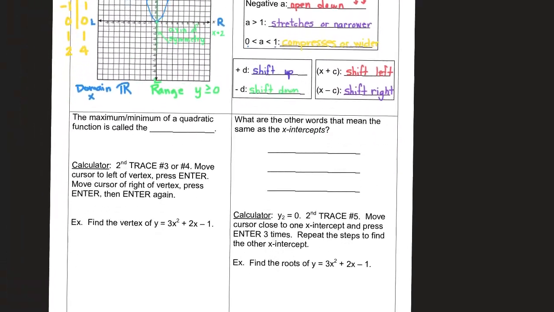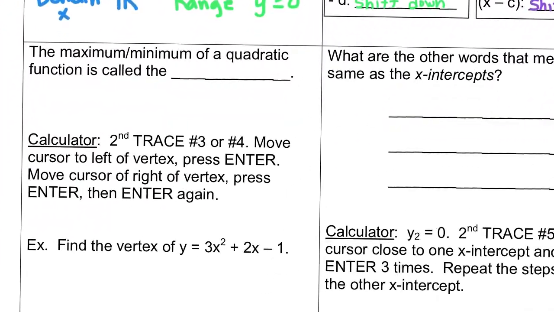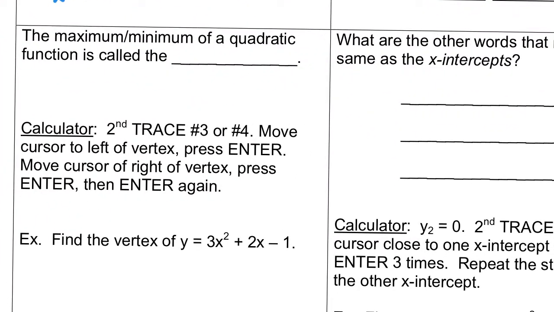Let's shift our attention to the maximum or minimum. The maximum or minimum of a quadratic function is called the vertex. If the parabola opens up, the vertex is a minimum point. But if the parabola opens downward, the vertex is a maximum point.